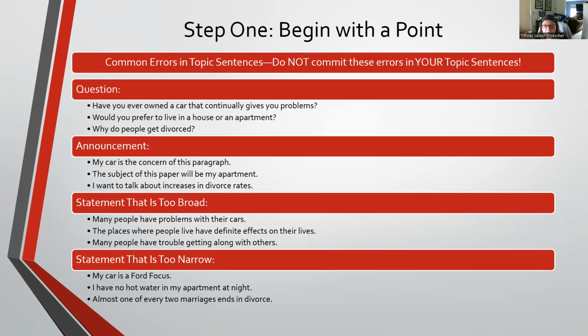Or, I want to talk about increases in divorce rates. Or, for this assignment, I chose to review Chick-fil-A. Or, the topic I chose to evaluate is Olive Garden. You do not want to announce your topic or draw attention to the fact that you are writing anything. You want it to sound natural and organic, like you simply sat down and started writing about your topic.